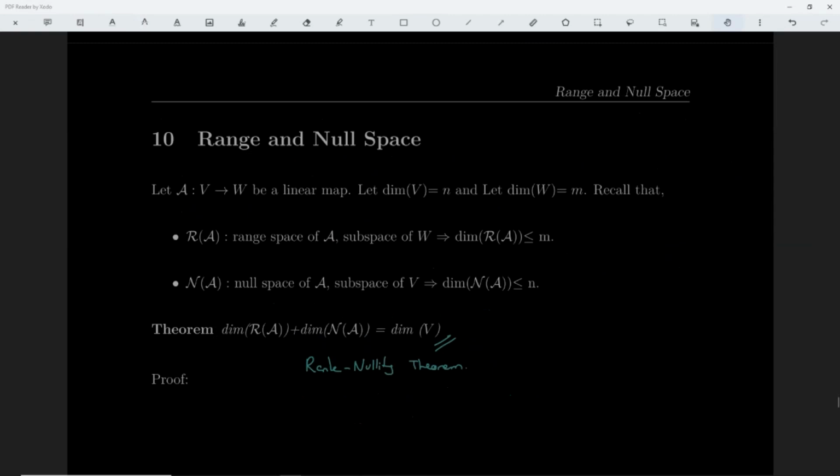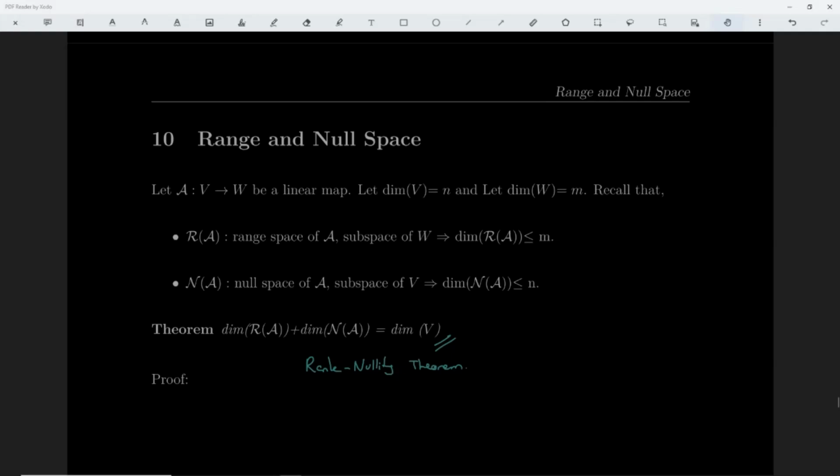Okay, so as I said in the previous lecture, we will consider the rank nullity theorem in this lecture, but let's talk about range and null spaces once again. So we'll start those discussions by our theorem over here. And here we are given a linear mapping A from V to W, V being the domain, W being the codomain. And the dimension of V is given to be N, and dimension of W is given to be M.